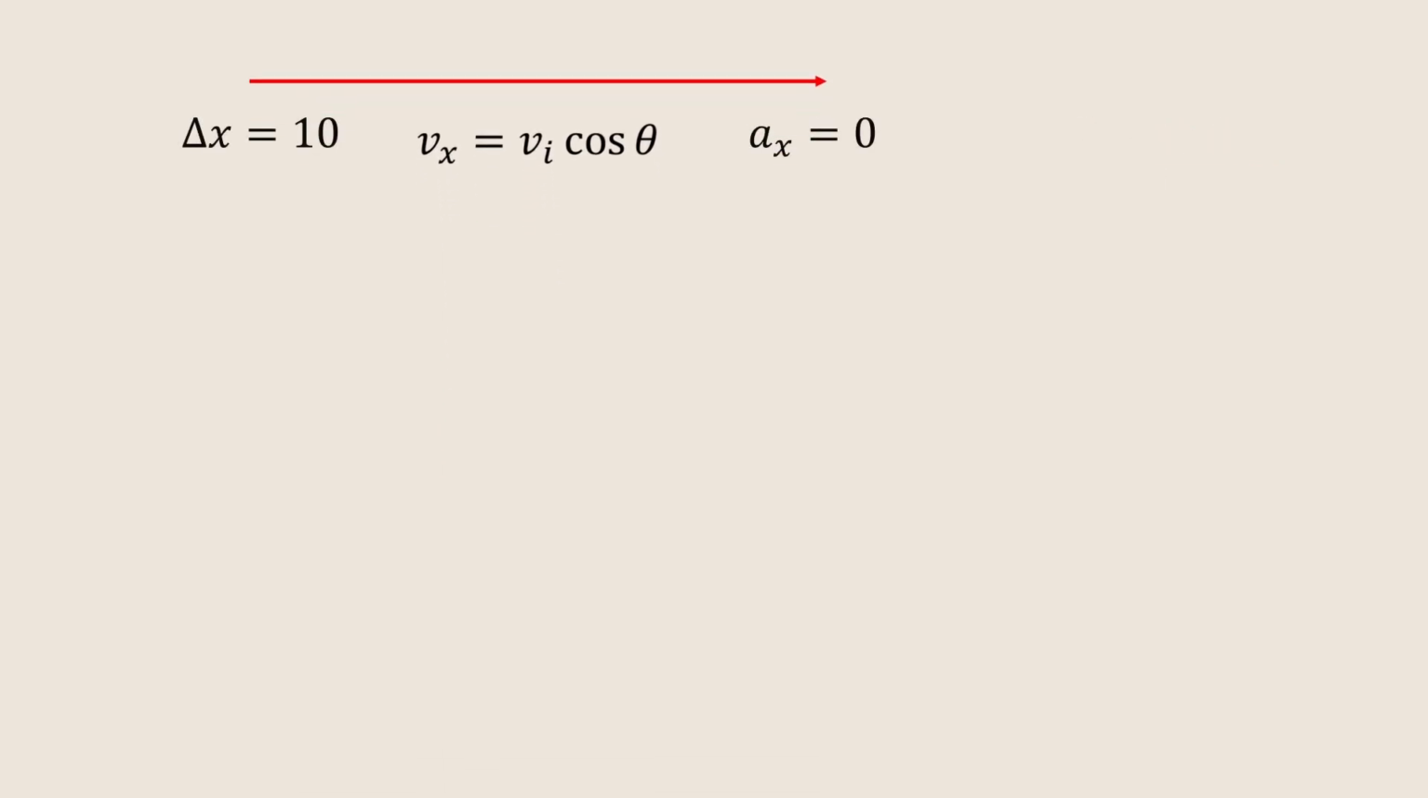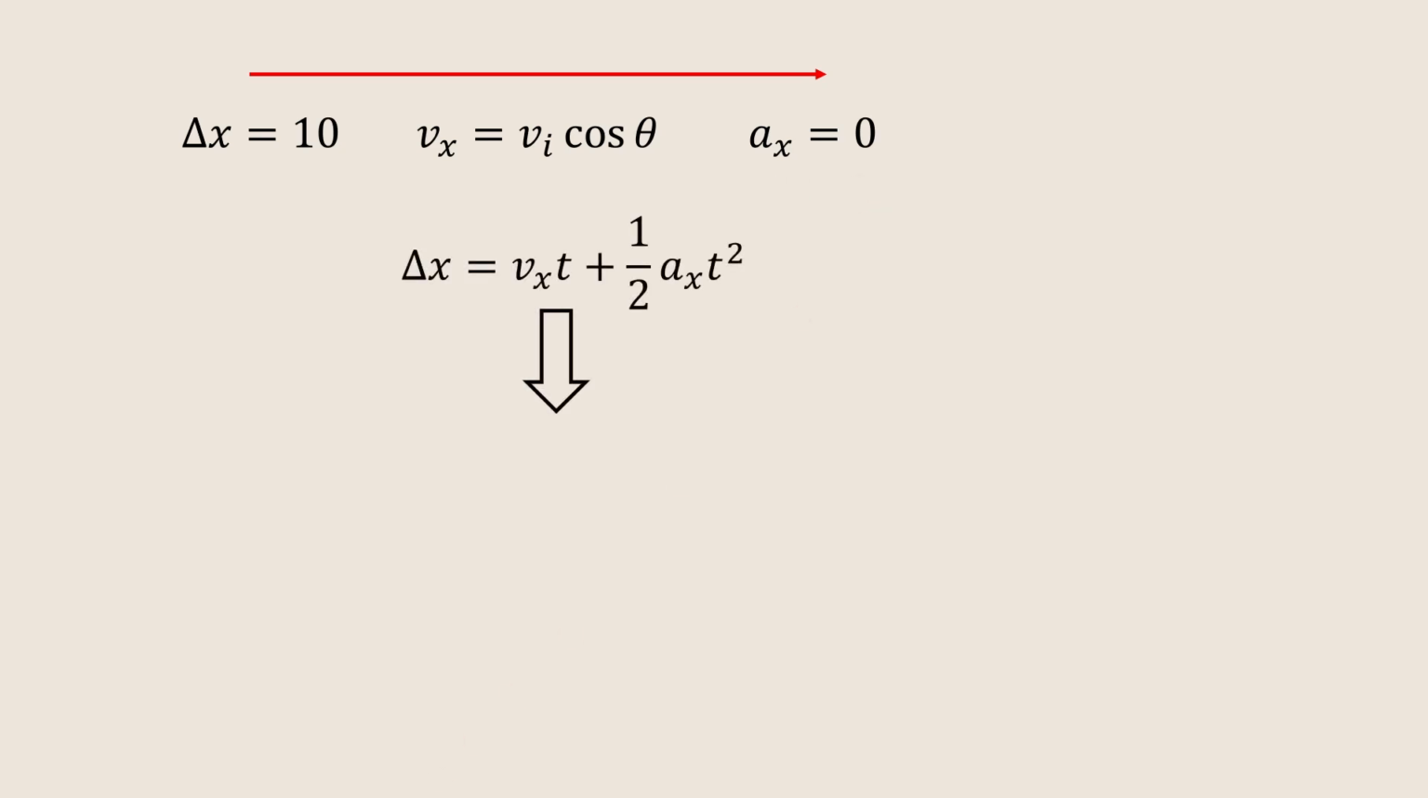Things we know about the x direction are that delta x is equal to 10 meters from the initial problem, and since this is a projectile motion problem, we know that acceleration in the x direction is equal to 0. We can use these and the displacement equation. Delta x equals velocity in the x direction times time plus 1/2 acceleration in the x direction times time squared. This is the same equation we used for delta y. We can plug in our values, canceling the acceleration in the x direction since it is equal to 0, and plugging in vi cosine of theta to get delta x equals vi cosine of theta times time.